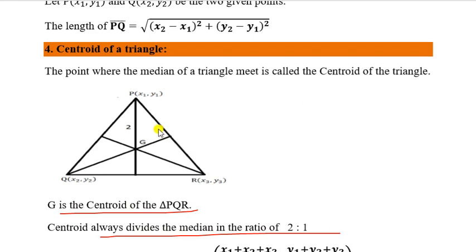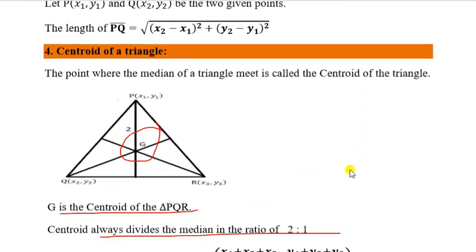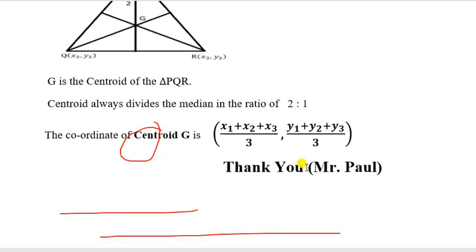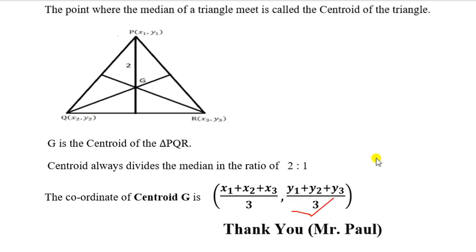Now we have to find out the coordinate of the centroid G. That will be very easy. How many coordinates are there? Three: P, Q, R. So we have to add x1 plus x2 plus x3 by 3, and y1 plus y2 plus y3 by 3. This is the coordinate of the centroid.